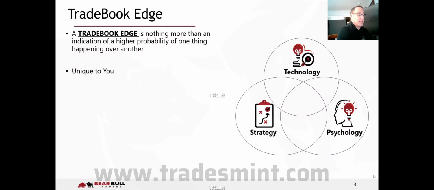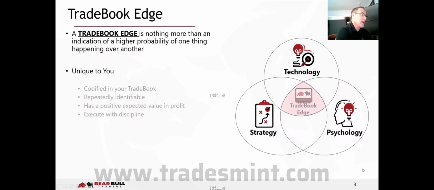Sure, it may be easy for you to see. It may be easy for somebody else to take it and make money off of it. But if it doesn't fit with your personality or your trading psychology, it's not going to be the right fit for you. So you've got to be able to take into consideration those psychological factors that affect your ability to execute your strategy.